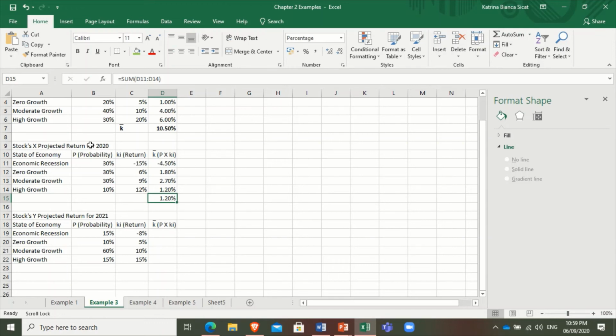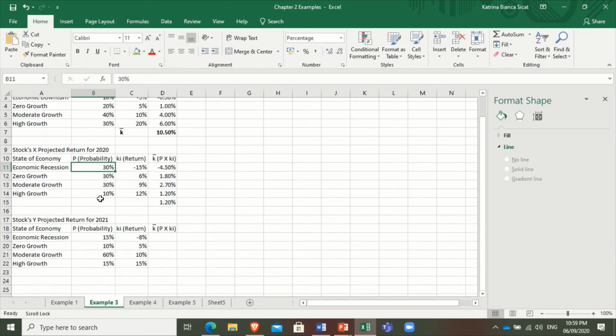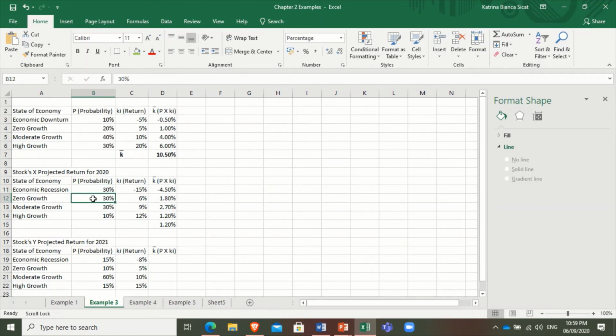Kasi ito, sinulat ko dito for 2020. Ano? Kung makikita nyo yung economic recession, napakataas as compared to the 10%. The zero growth is also 30%, moderate growth is also 30%, and high growth, dahil malabong mangyari yung high growth sa taon na to, ginawa ko lang siyang 10%. And so, kahit na napakataas, kung makikita niyo yung return, no? If zero growth, ang return niya is 6%, moderate growth is 9%, high growth is 12%, and yet, yung lumitaw na expected return, ang lumitaw 1.2%. Kasi nga recession talaga tayo ngayon. Okay, nakita nyo ba yung difference? Ito 10.5, this one is only 1.2% given this scenario.